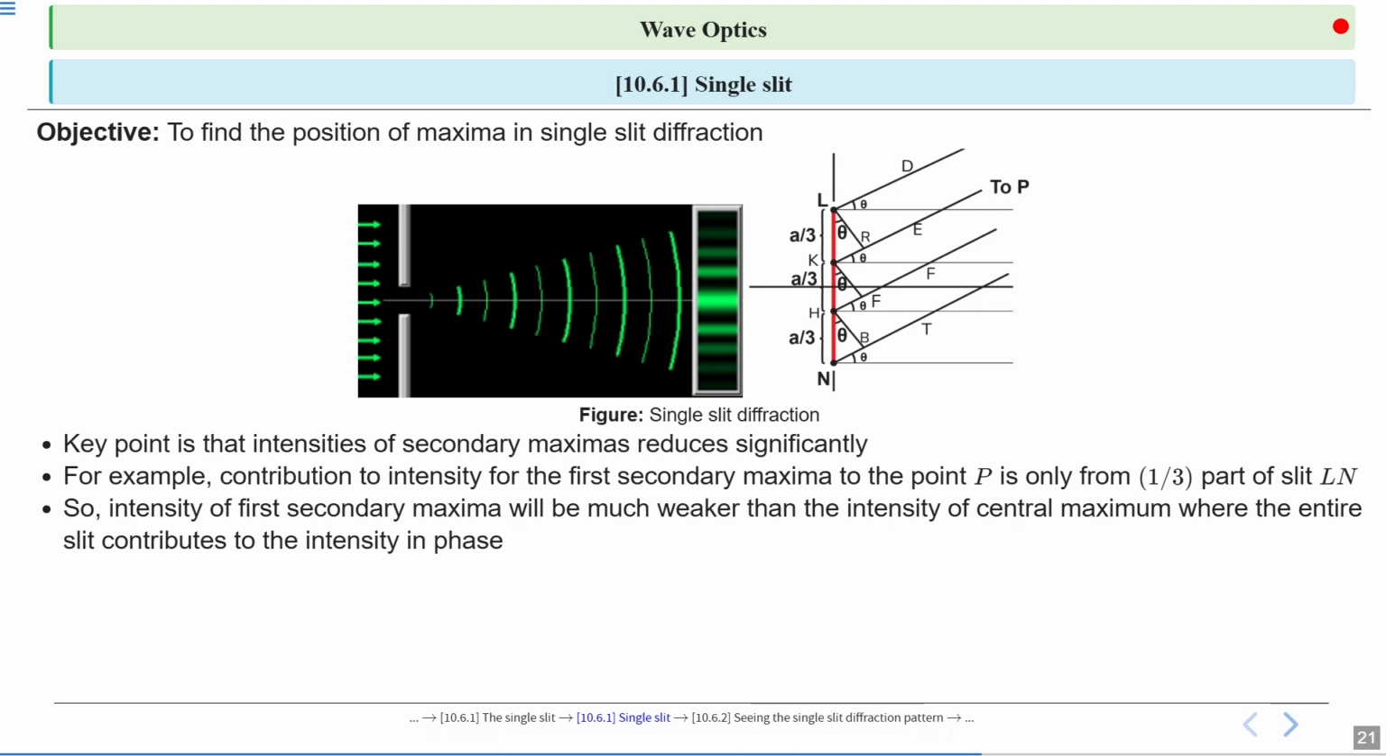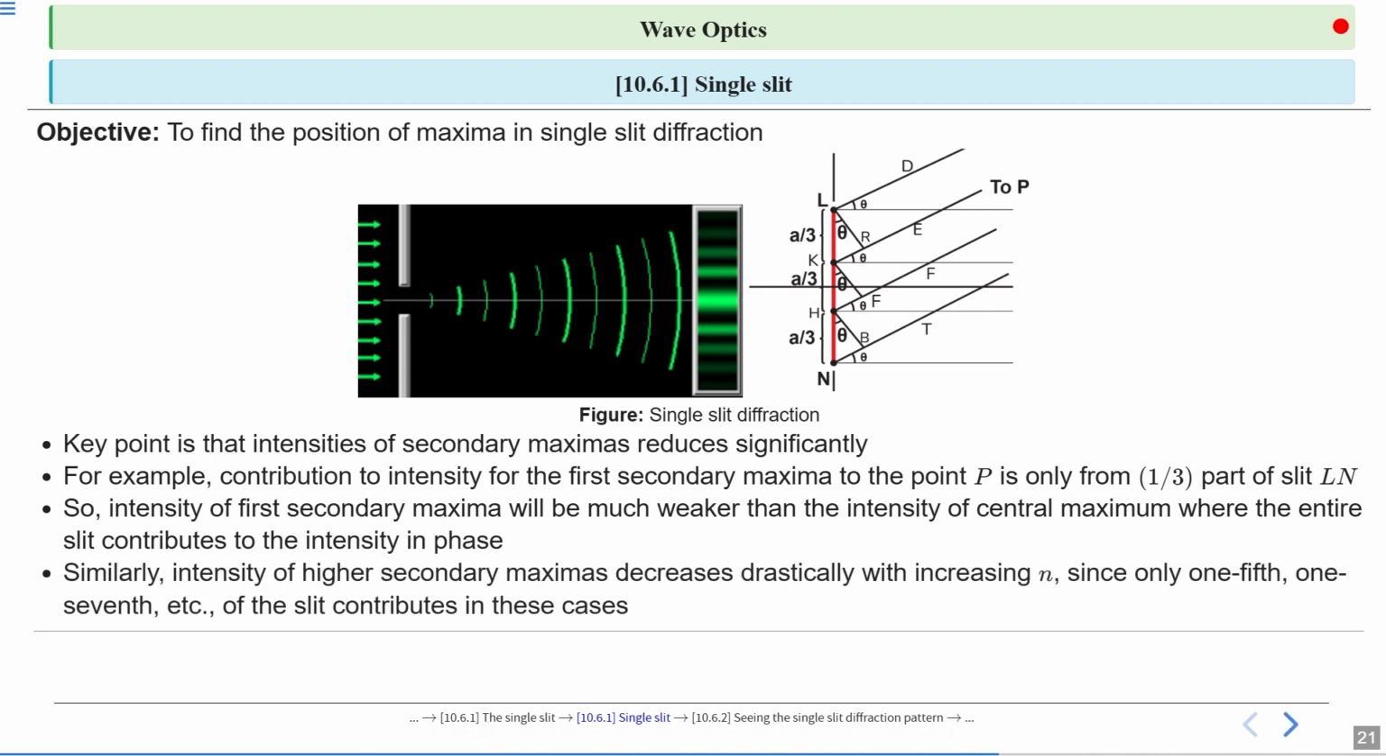Notice how the intensity of the first secondary maxima is much weaker than the central maximum. This is because the entire slit contributes to the central maximum in phase, resulting in a much brighter spot. The difference in contribution explains why the central maximum is the most prominent feature in the diffraction pattern. Similarly, as we move to higher secondary maxima, the intensity decreases drastically. For these maxima, only 1/5, 1/7, and so on of the slit contribute to the intensity. This pattern shows how the distribution of light changes with increasing order of maxima, emphasizing the diminishing intensity as we move away from the central maximum.